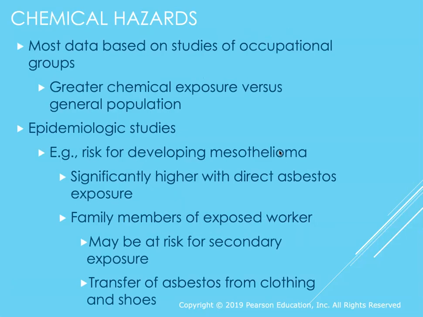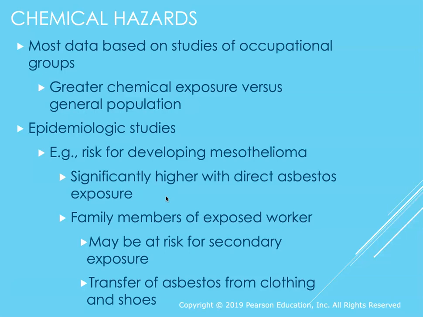Some examples there. We talk about chemical hazards. Most of this data is based on studies of occupational groups, because they have a greater chemical exposure versus the general population, as I mentioned. There have been a lot of epidemiological studies that have linked things like exposure to asbestos with mesothelioma. So it's giving an example here: risk for developing mesothelioma is significantly higher with direct asbestos exposure. Where were people exposed to asbestos? Mostly in the workplace.